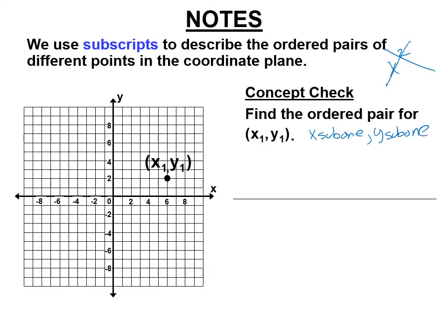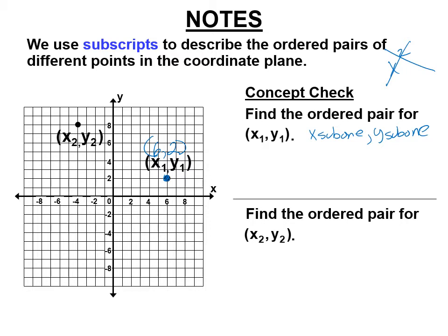So x sub 1 here is 6, right? Because that's the x coordinate over here. And the y sub 1 is the y coordinate 2, right? It's where the dot is. Okay?